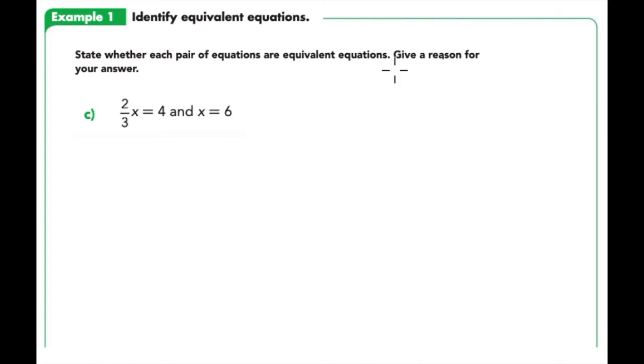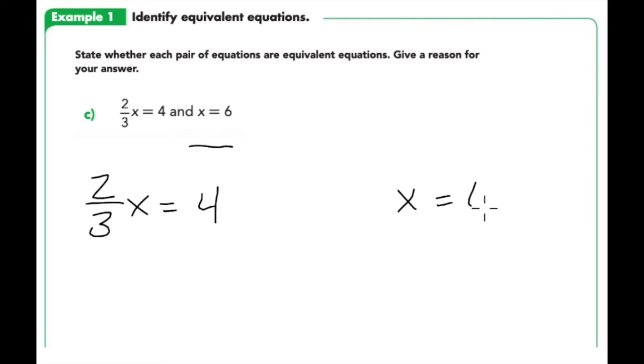Another method we could use is kind of like our last example, for part B. Here, we're given x equals 6. So my two equations here are 2/3 x equals 4 and x equals 6. And we're trying to determine if these two are the same, meaning they have the same solution. Well, we already know the solution here is x equals 6. We already know what x is.